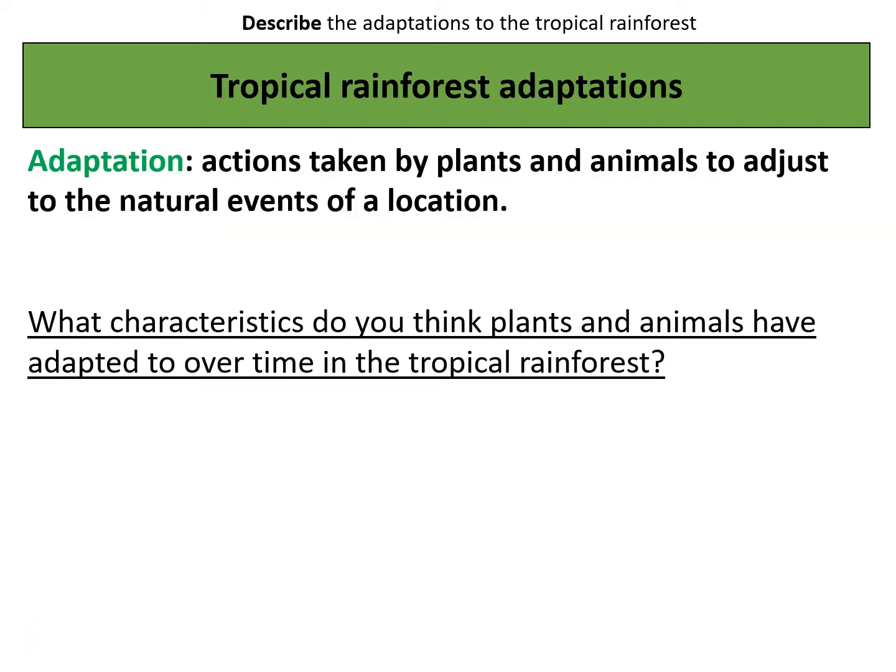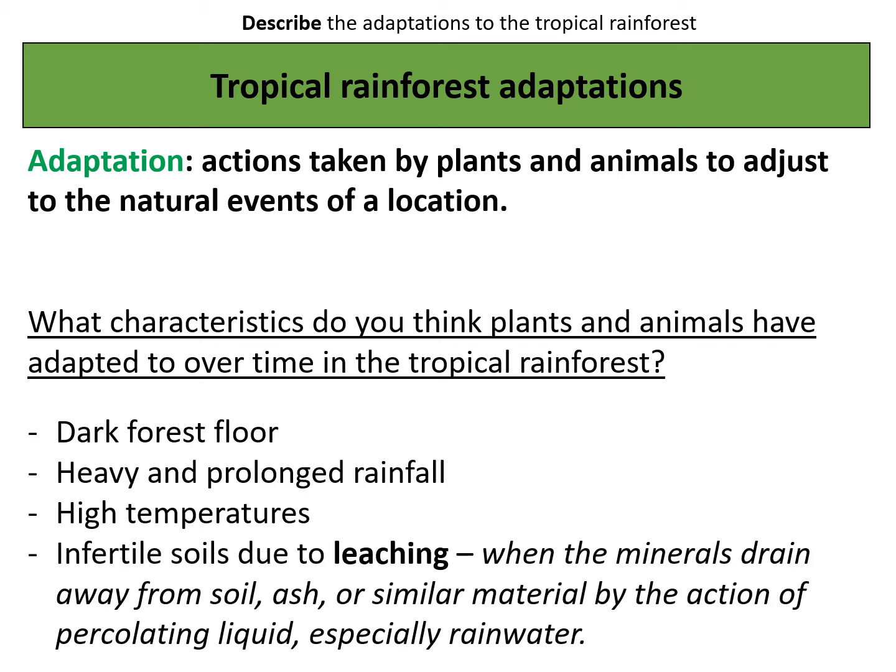Okay, so what we're going to look at now are the adaptations. So this is a keyword that you will need to write down. An adaptation is an action taken by a plant and animal to adjust to the natural events in that location. So for example, because there's lots of rainfall, they need to be able to cope with such high levels of rainfall. Because there's high temperatures, they need to be able to cope with such high temperatures.